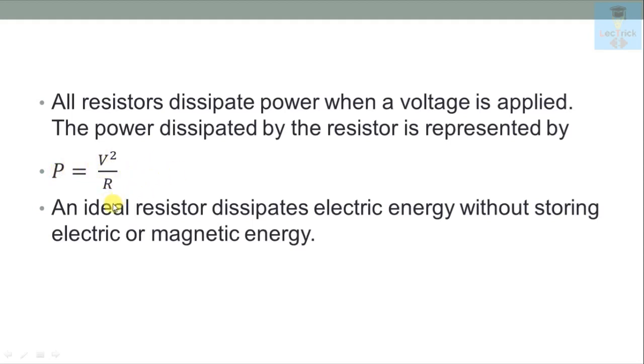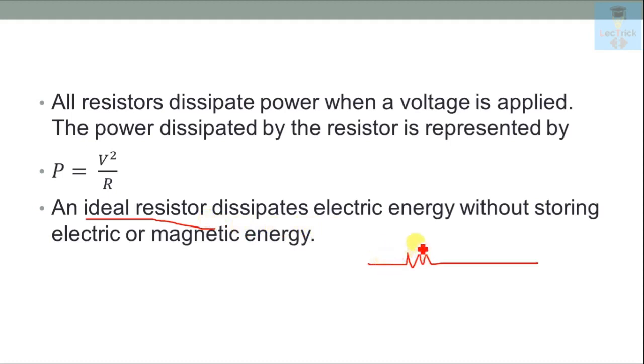And an ideal resistor dissipates electrical energy without storing electric or magnetic energy. We are talking about an ideal resistor here. I will show you, this is a resistor, an ideal resistor. That means it has only resistive components. There are no inductive and capacitive components. So that is an ideal resistor. Then what is a normal general resistor? We will talk about it in the next high frequency effect slide.